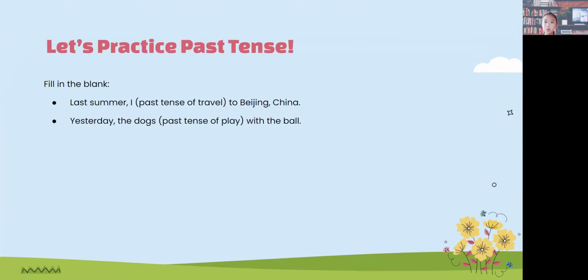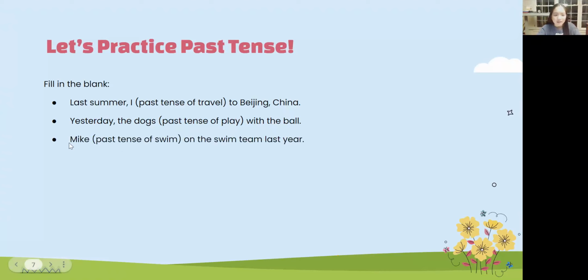Yes, today the dogs played with the ball. Very good. Good job, Sophia. Can you fill in this blank? Mike swam on the swim team last year. What did you put for the verb?